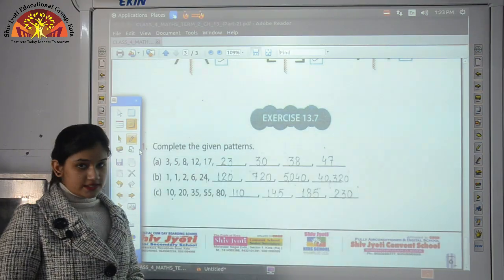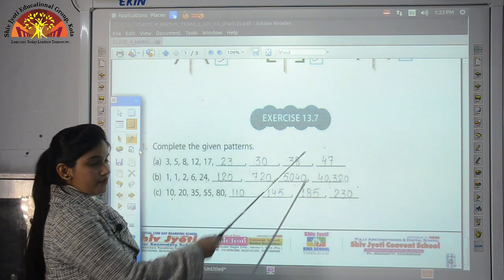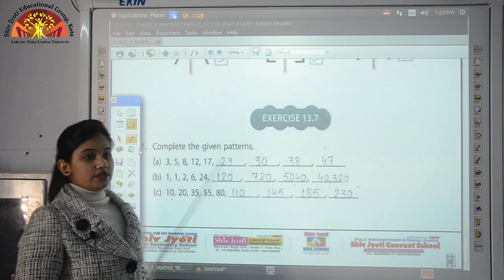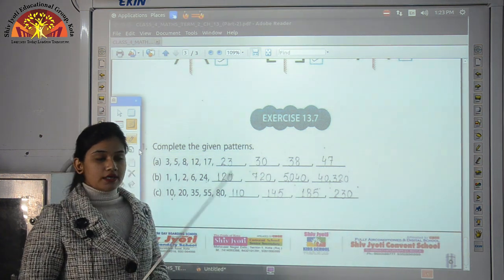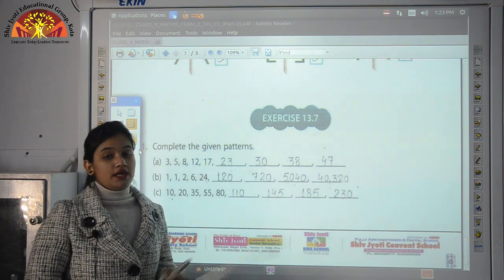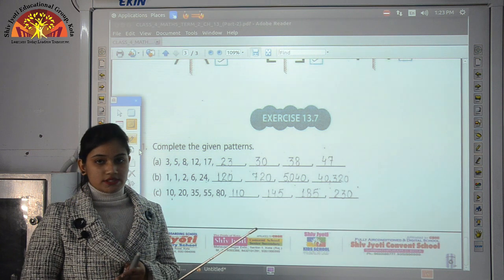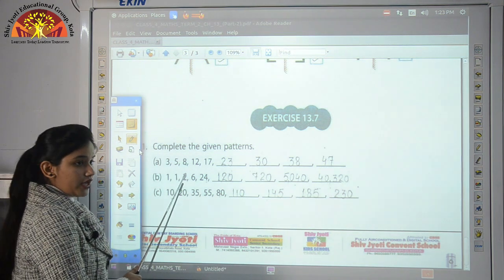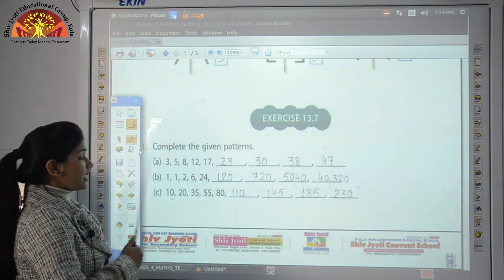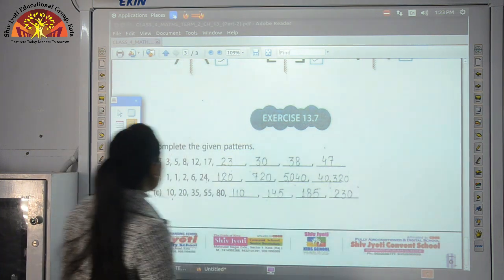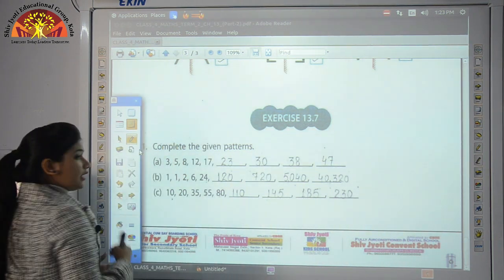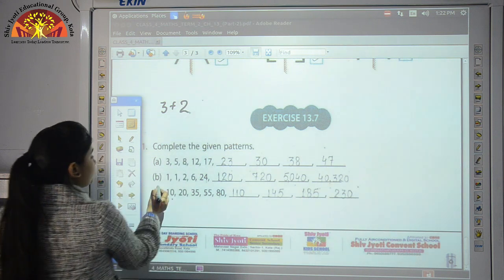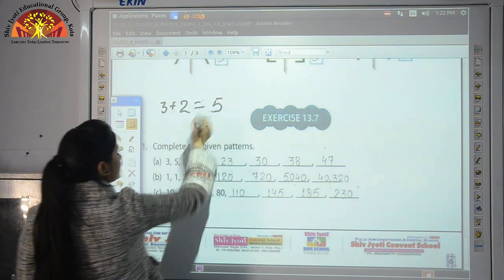So now we will start the next exercise, that is exercise 13.7. And question number 1 is complete the given patterns. So now students, we have to see what the patterns are. Patterns are arrangements of repeated designs in a particular sequence. Now in this A part you can see the first number is 3 and the next number is 5. So to get the next number, if I do plus 1 and then again plus 1, it means basically I am doing plus 2 to the previous number.